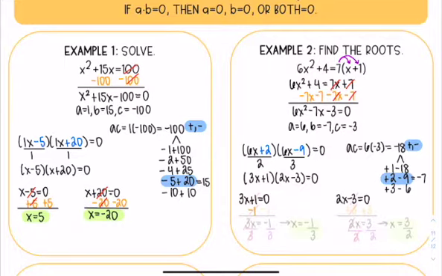So for this first one, we're going to subtract 1 from both sides. We get 3x equals negative 1. And then we want to divide both sides by 3.